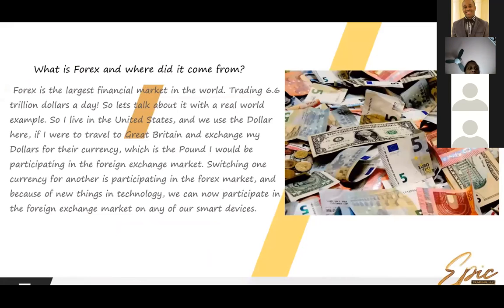So let's talk about it with a real world example. I live in the United States and we use the dollar here. If I were to travel to Great Britain and exchange my dollars for their currency, which is the pound, I would be participating in the foreign exchange market. Switching one currency for another is participating in the Forex market. And because of new things in technology, we now can participate in the foreign exchange market on any of our smart devices. That's your cell phone, that's your tablet, laptop, as long as you have Wi-Fi connection.